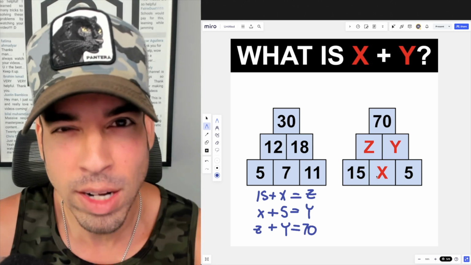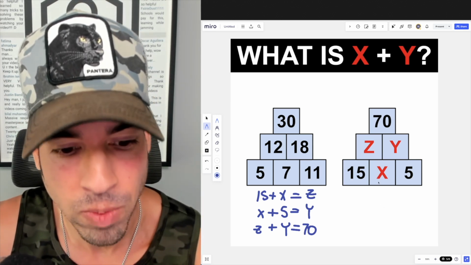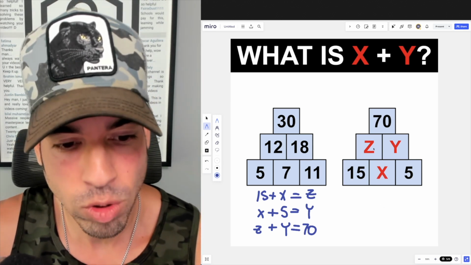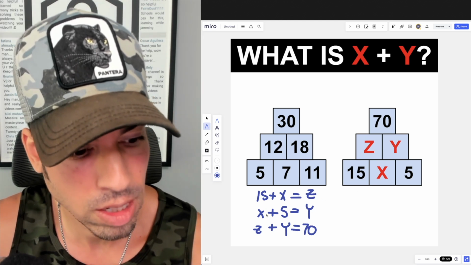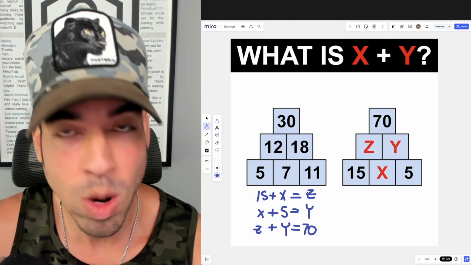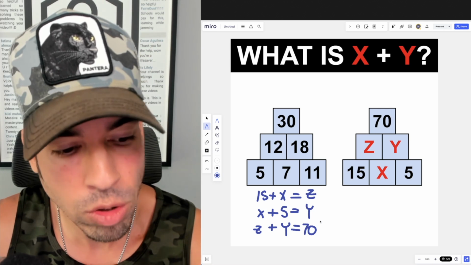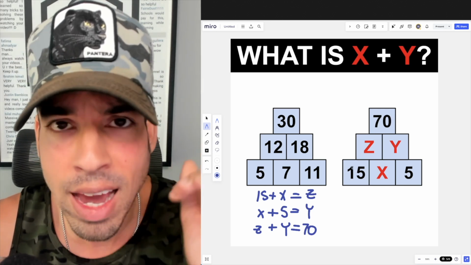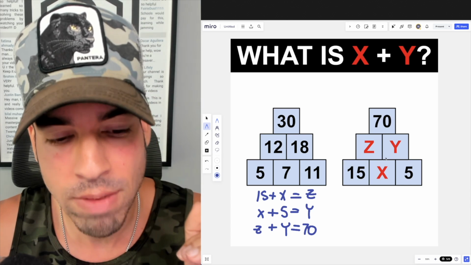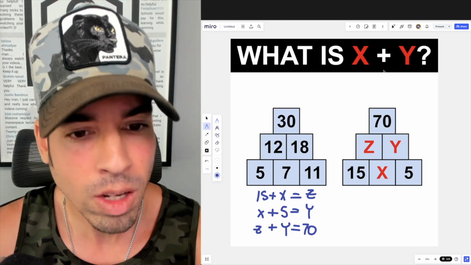But there's another strategy that's a little bit simpler. I know that x is going to affect z and y, because we know that 15 plus x is z and x plus 5 is y. So watch what we can do. Since we know that z plus y has to add up to 70, we can sort of tweak x and figure out how to get the right values of z and y. So for example, let's make a little table.